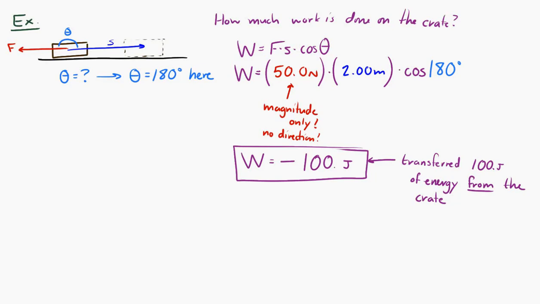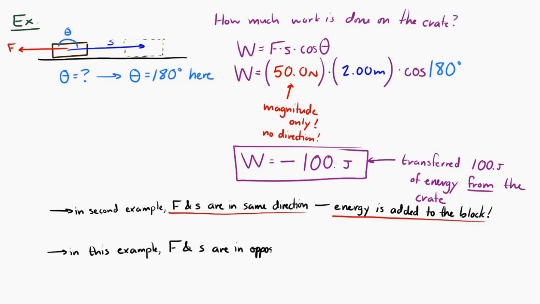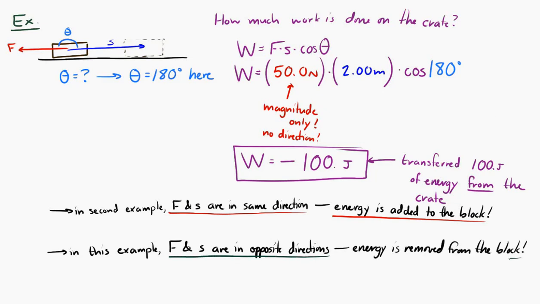So compare the second to the third example. In the second example, you're adding energy to the block. You're providing energy to the block because the force and the displacement are in the same direction. In this third example, you're removing energy from the crate. You're taking energy out of the crate because the force and the displacement are in opposite directions.